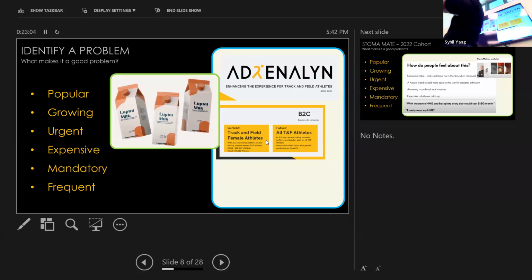But this was still a very good concept. Oatly, right? Before lupini milk, Oatly got sold for billions of dollars. So it is not an urgent problem. It doesn't fit all of these things, but it can still make for a very good concept, right?